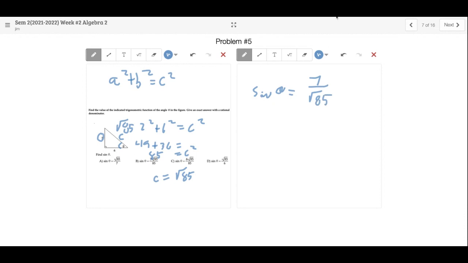All right. However, it said you cannot have a radical in the denominator. So how do we get rid of the radical in the denominator? How do I do that?